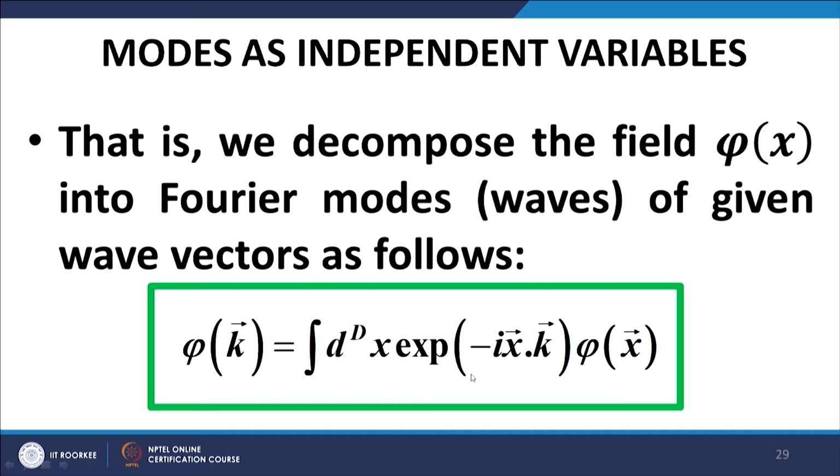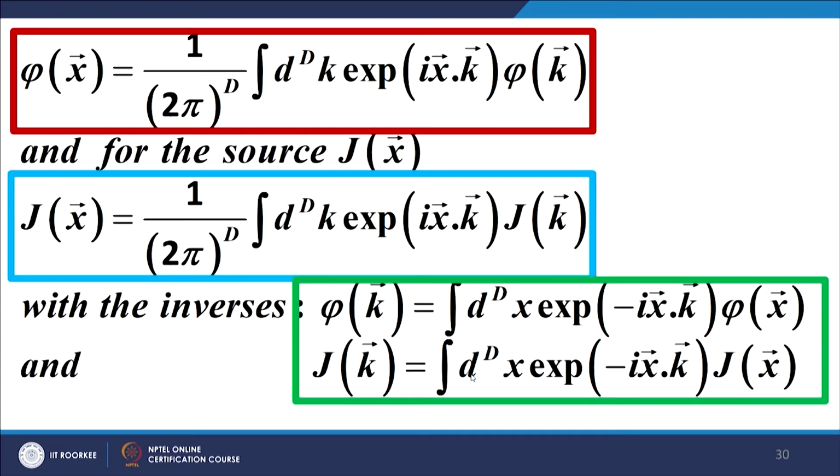In other words, what we are simply doing is we are decomposing the field function phi x in terms of its Fourier components or Fourier modes. So, phi x is represented by its Fourier transform, and the inverse is given by the expression in the green box. Similarly, we decompose the source j x also in terms of its Fourier modes as the expression given in the blue box, with the inverse which is also given at the bottom, or the second equation in the green box.